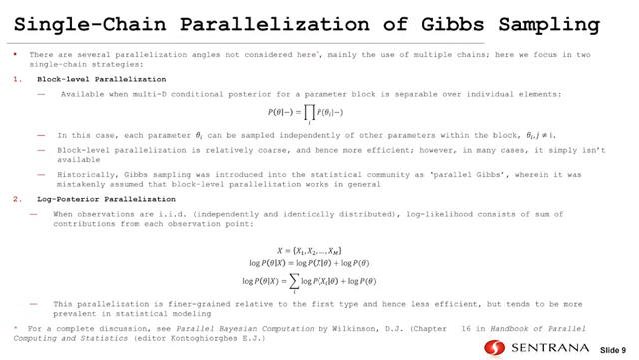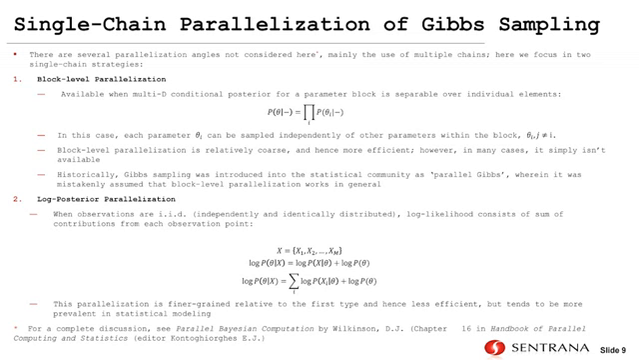So now we're getting into the meat of the parallelization discussion. There are two parallelization strategies, block level I call it, and log posterior. What is block level parallelization? That's available when a multidimensional conditional posterior for a parameter block is separable over the individual elements.